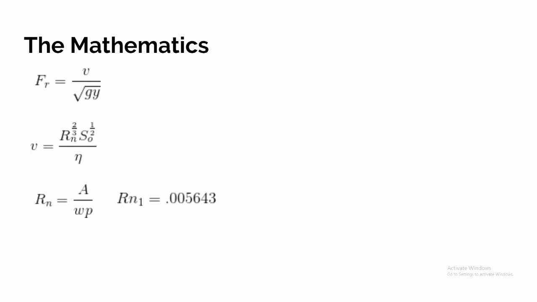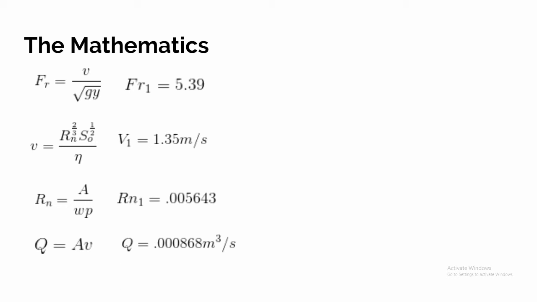And we were able to find our first Rh is equal to 0.005643, and that our initial velocity would be 1.35 meters per second, giving us our first Froude number of 5.39, which is definitely a supercritical flow. Next, we will need the fact that the flow rate is equal to the area multiplied by the velocity. And we were able to determine that our flow rate was 0.000868 meters cubed per second.